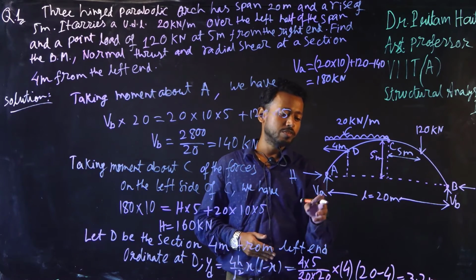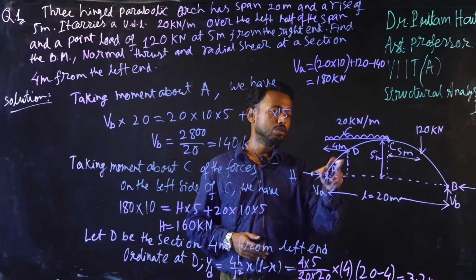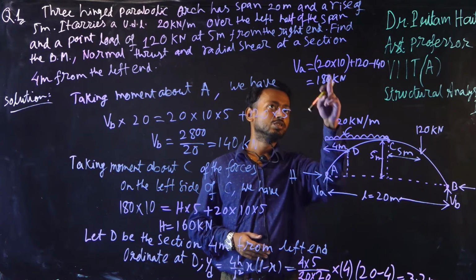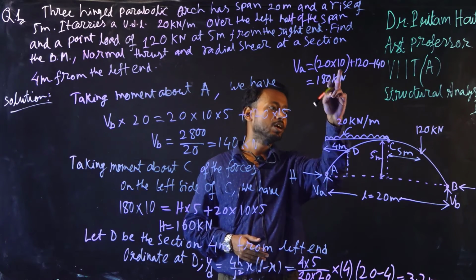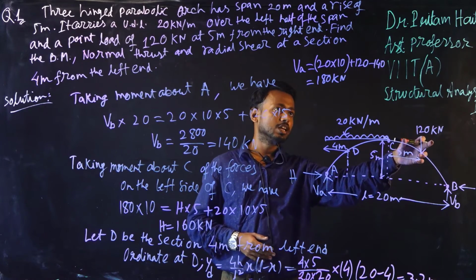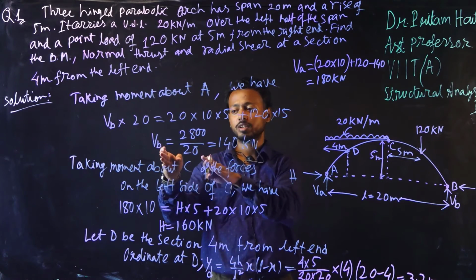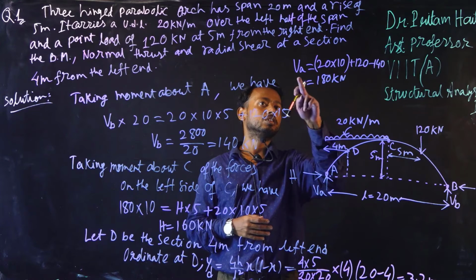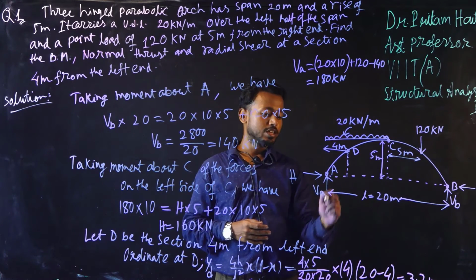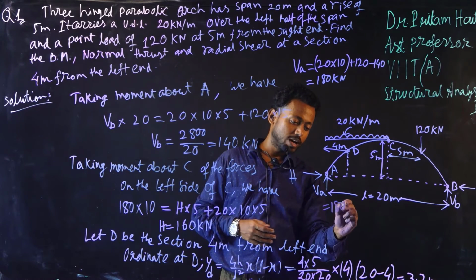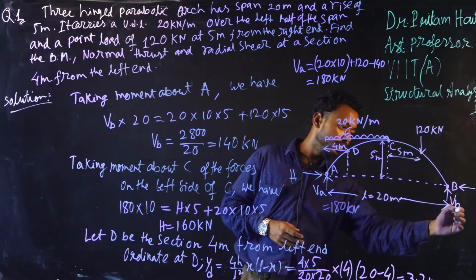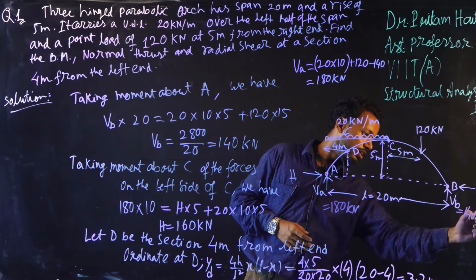Now let's find out VA. What is the total load? 20 into 10 plus 120, minus VB, so minus 140, equals 180. So VA equals 180 kilonewton and VB equals 140 kilonewton.